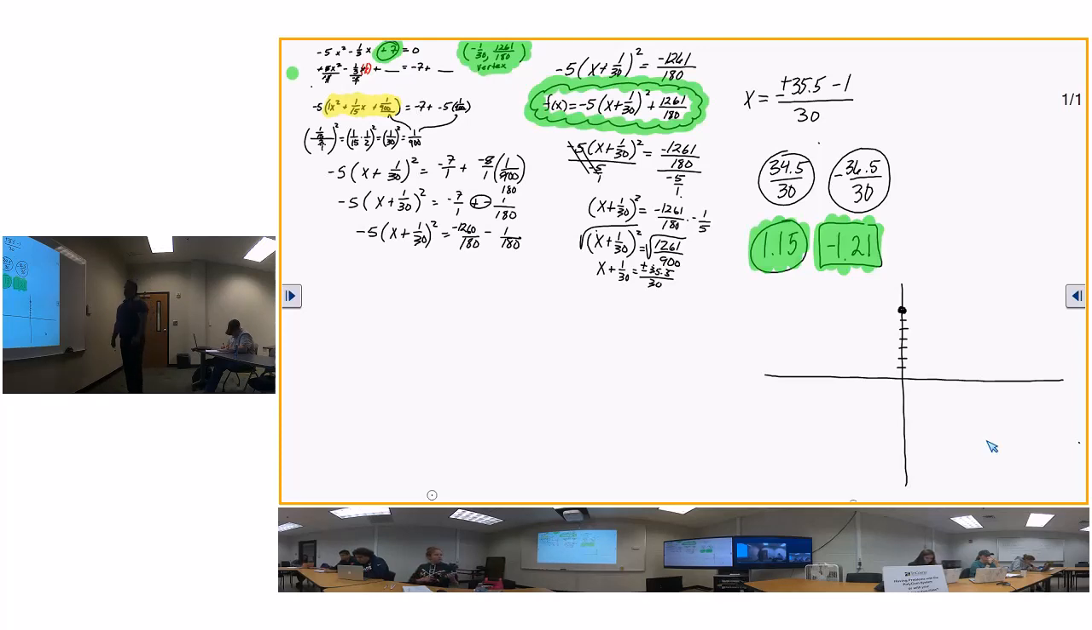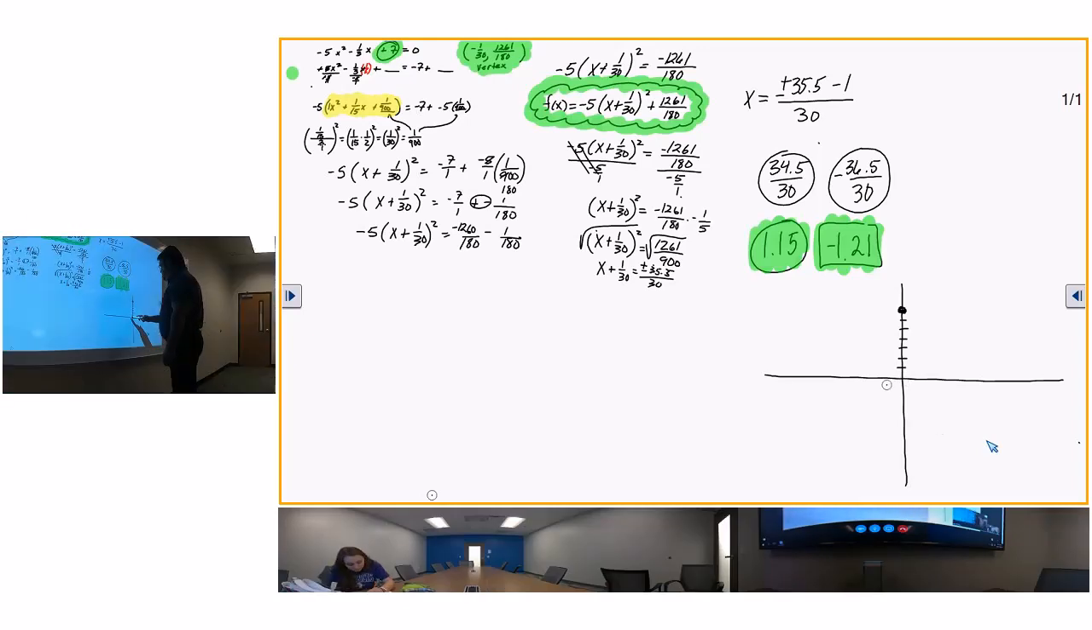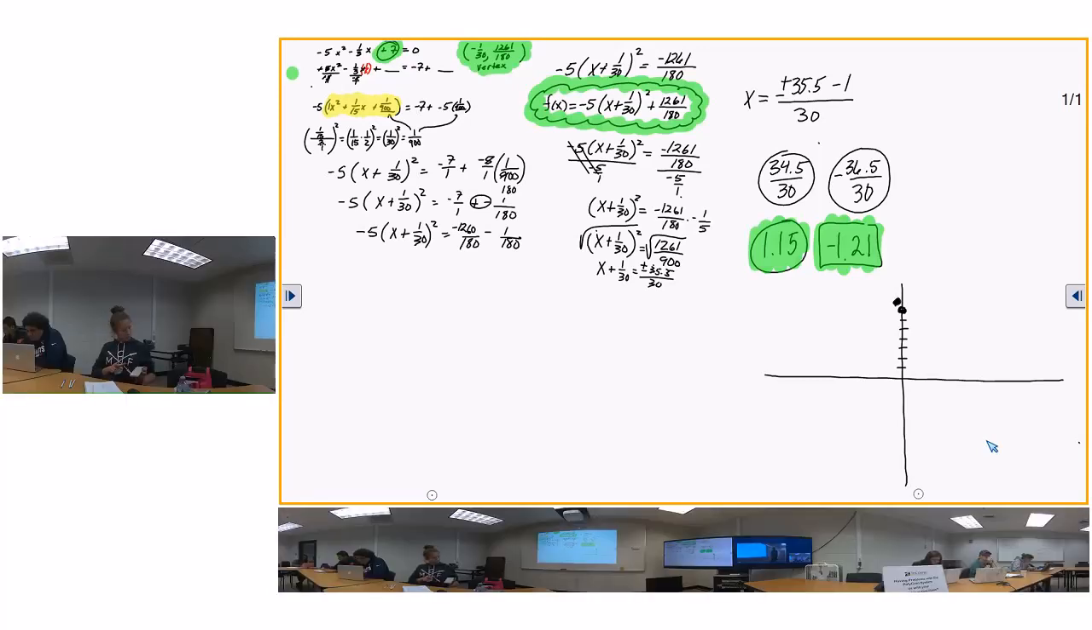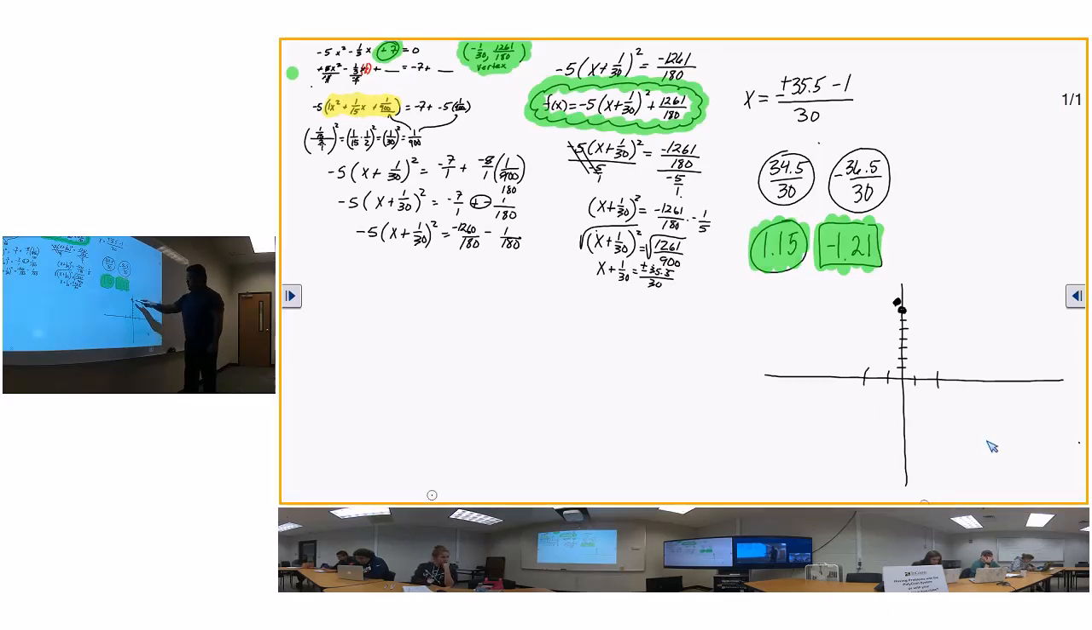Somebody help me out. What's 1261 divided by 180? It's about 7.005. Okay, it's a little bit above 7. It's got to be because of the y-intercept. So there's my point, 1 over 30, right here and then up. So it's going to be right in here. And then 1.15 would be right in here. And negative 1.21 would be right in there. So it looks to me like we got a graph.